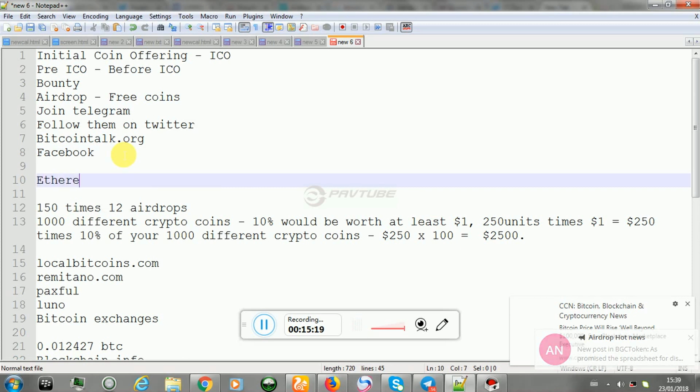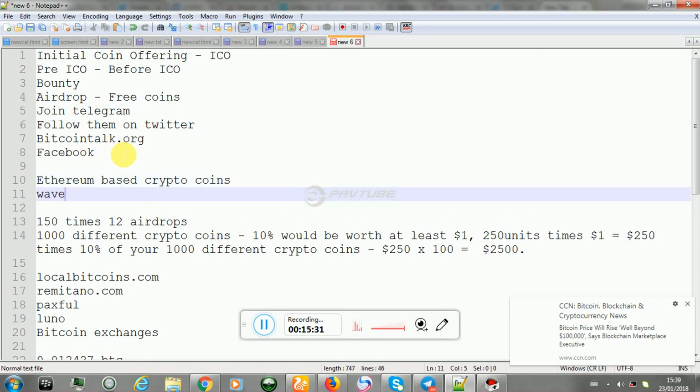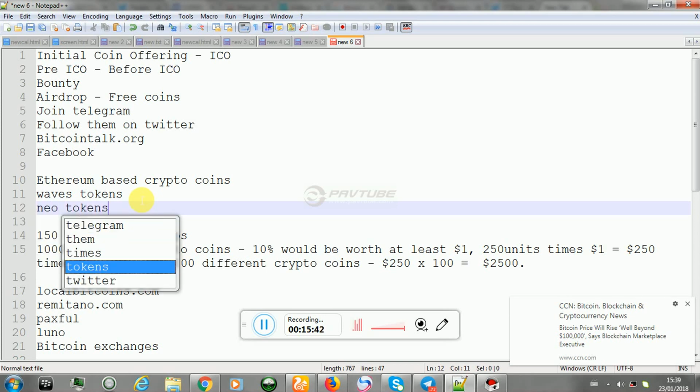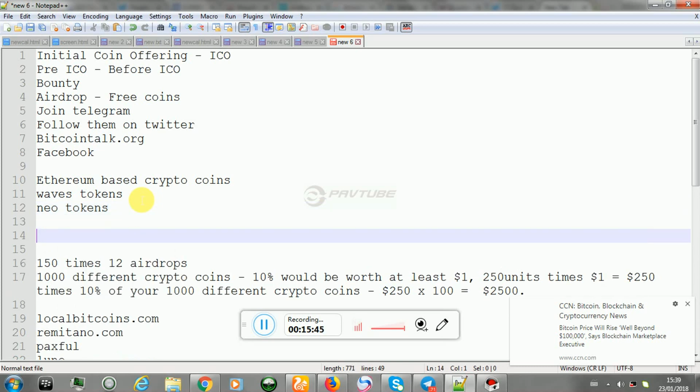We have the Ethereum-based crypto coins, and then we have some on Waves tokens, and then we also have the Neo tokens, and so on and so forth. So depending on the requirement of your airdrop, you may need to create the wallet. Okay, but I'm going to teach us in this particular one how to create an Ethereum wallet.